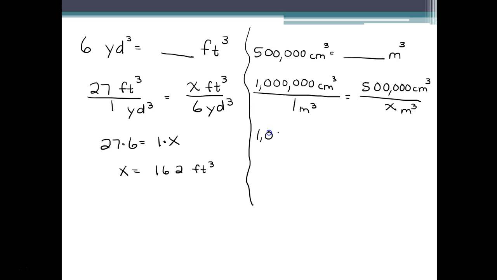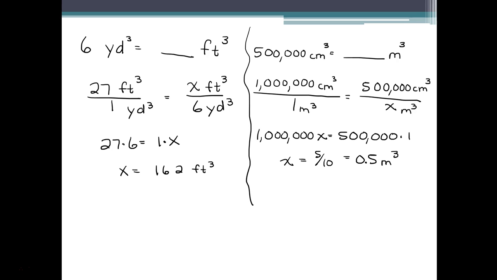So 1 million times x equals 500,000 times 1. So 500,000 divided by 1 million. Cross out 5 with zeros, you get 5/10, or 0.5 cubic meters. So make sure you know how to do those conversions.